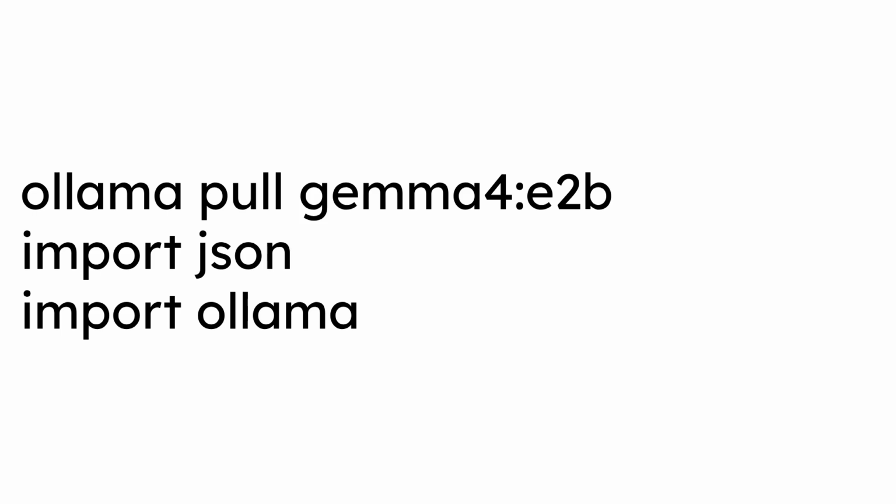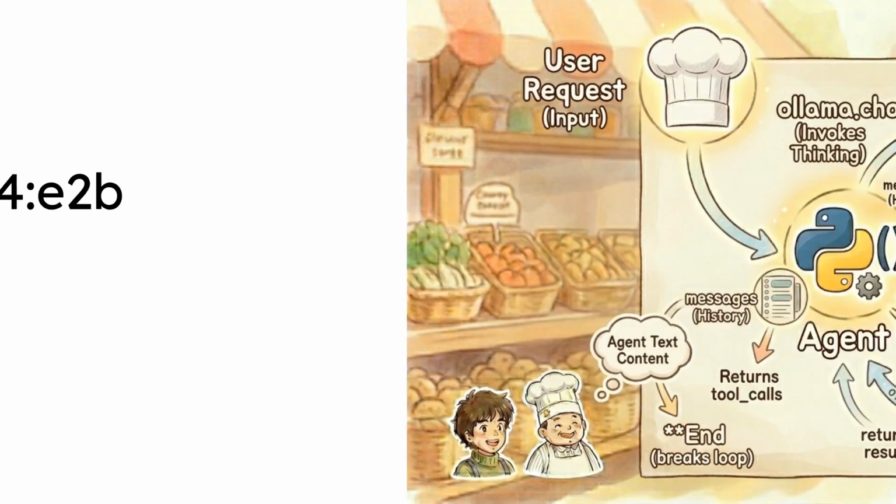Next, import json. This is a built-in Python tool that allows our script to handle the recipe book. It helps Python read and organize the structured data we need to communicate with the AI. Finally, import ollama. This is the communication pipe. It's the bridge that connects our Python code to the Ollama brain we just pulled. Without this, our script would be like a chef trying to talk to an empty room. With these 3 things in place, we have our chef, our communication channel, and our data handler. Now, let's jump into the code.